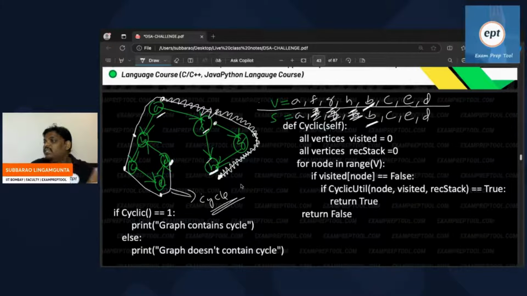Already visited doesn't mean a cycle. Already visited, and it is there in the stack also. Then only there is a guarantee. I will give one more example.